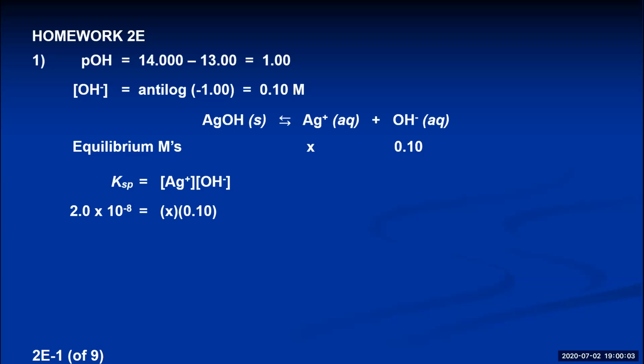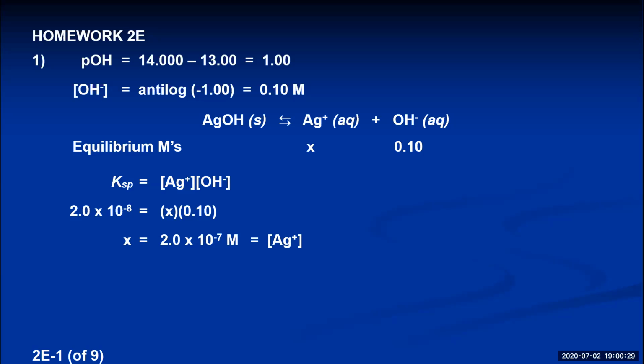The silver ion concentration is X, the hydroxides are 0.10. Solve this for X, and the concentration of the silver ions that would be needed to make a perfectly saturated solution, because when the ions multiply together to make the KSP, that's a solution in equilibrium and it's saturated, is 2.0 times 10 to the minus 7th molar. Any more than that amount will cause silver hydroxide to precipitate.